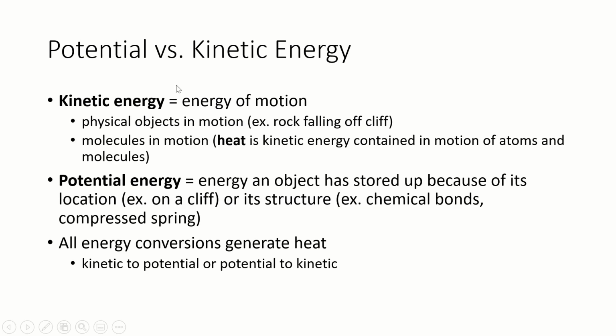All right, so we have two main forms of energy that are going to be important in biology. One is kinetic energy, which is literally the energy of things that are in motion. So if you think of physical objects in motion, like a rock falling off a cliff or rolling down a hill, that rock in motion has more energy than a rock staying still or not moving as fast. If that rock hits something else, it's going to transfer some of that kinetic energy into the thing it hits. Molecules also have kinetic energy.